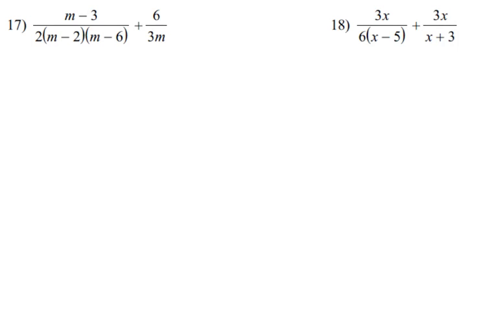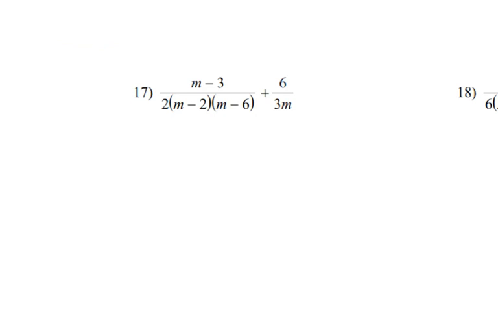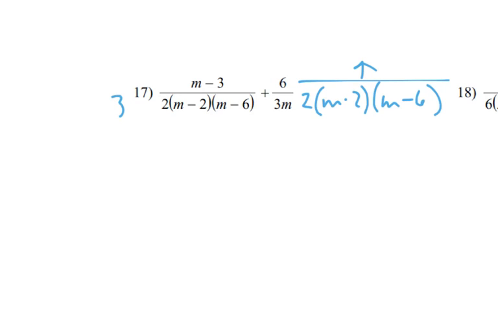Alright, now we've got to get some like terms going here, right? Some common denominators. So this is where it gets tricky, especially when you have ugly ones like this, and nothing else is shared. So basically you have to go 2 times m minus 2 times m minus 6 here. Do the same on the top. And we times this by 3m.